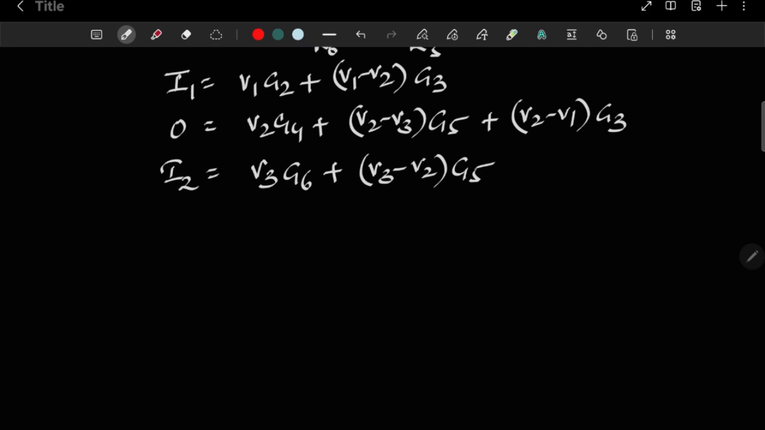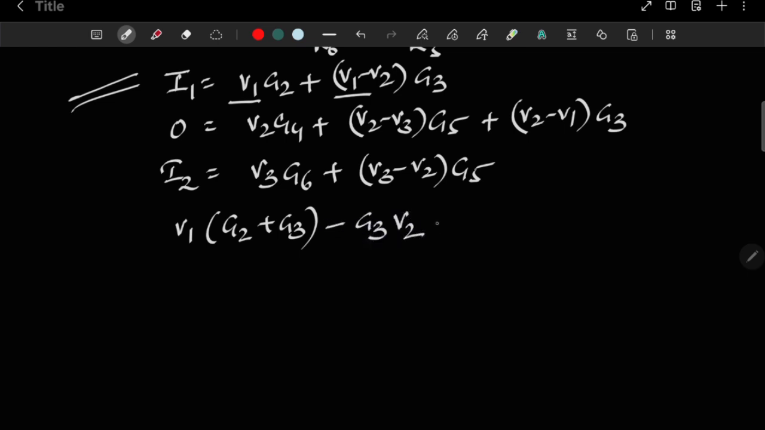I'm taking the first equation again. How I'm writing is I will take V1 as common. V1 is coming two times, so if you take V1 common, you get G2 plus G3, minus G3 times V2, is equal to I1. In this form, I am going to write the equations now.